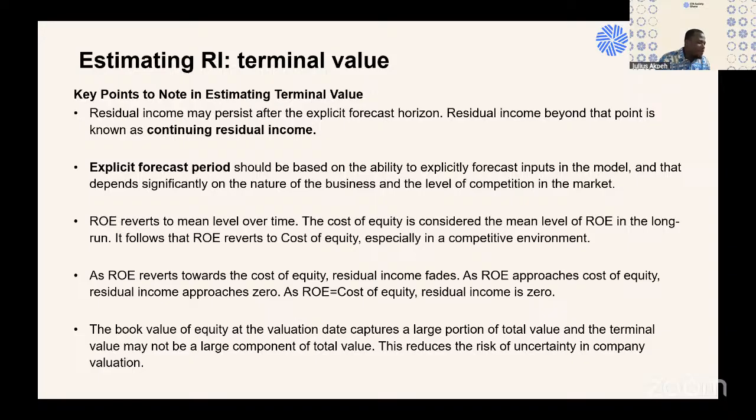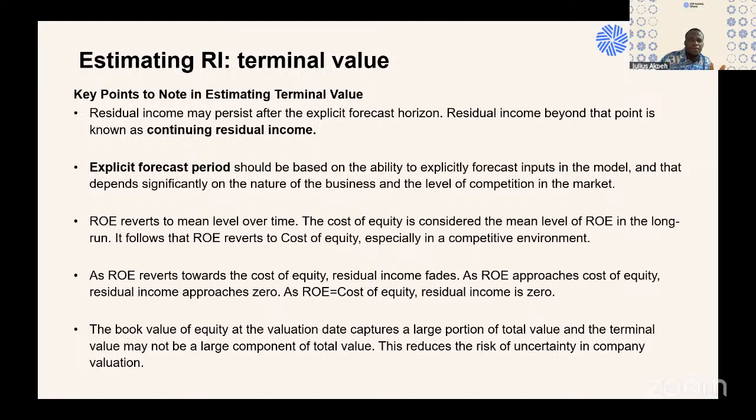And I said the second one is that residual income beyond the explicit forecast period will be 0. The third one is that residual income beyond the explicit forecast period will continue, but at a point in time, it will run to 0.